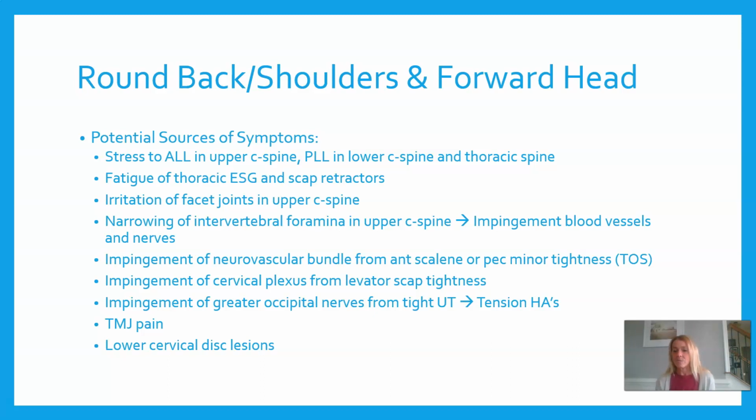impingement of the neurovascular bundle from anterior scalene or pec minor tightness, which can lead to thoracic outlet syndrome, impingement of the cervical plexus from levator scap tightness, impingement of the greater occipital nerve from upper trap tightness, which can lead then to tension headaches. We can see TMJ pain, again, because of the malalignment of the jaw with the forward head, and lower cervical disc lesions as well. So that is quite an extensive list.